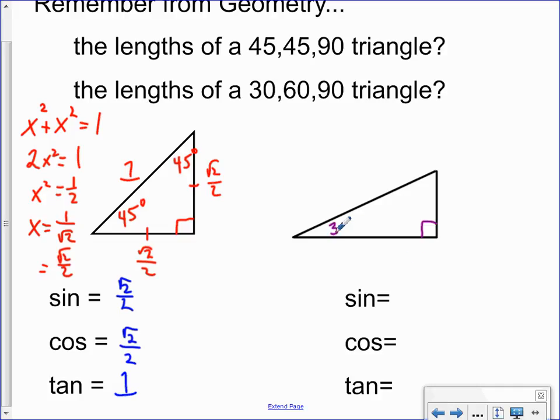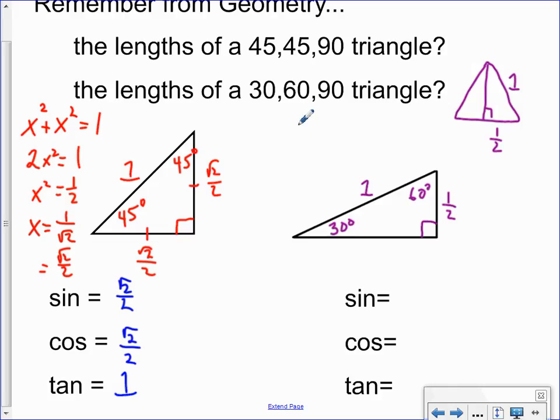All right, here we go. This is 30 right here. Let's say this one was at 30, and this is 60. In this case, this is a 1. When it comes to a 30, 60, 90 triangle, it comes from an equilateral triangle, where all the sides are the same. Let's say all the sides are 1. That means when you cut it in half, this is 1/2 right here. So this is the 1/2 side.